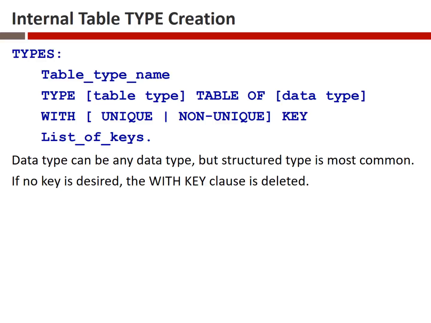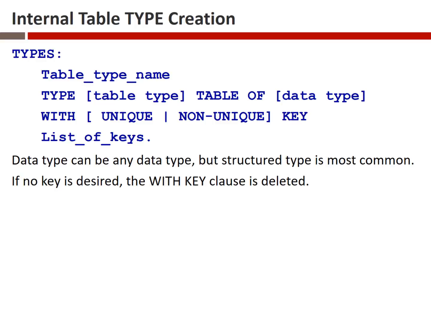Now, if I don't have to have a key, and if I don't want a key, I could just leave off any reference to the key. So I could leave off with unique or non-unique key and listing. I could just put the period right here, and I could say types, person struct table type, type standard, table of person struct type, and just stop at that point.